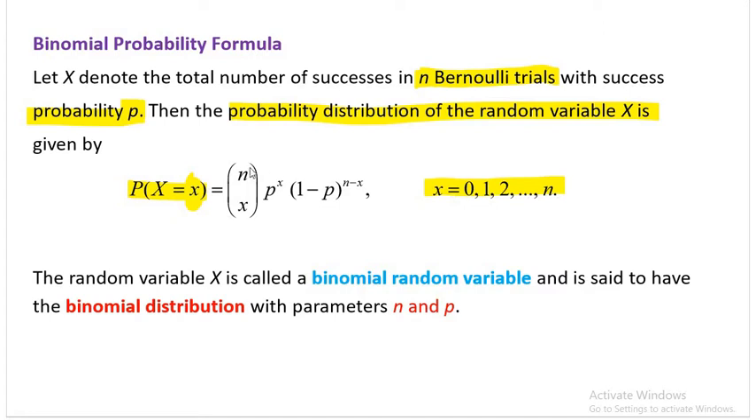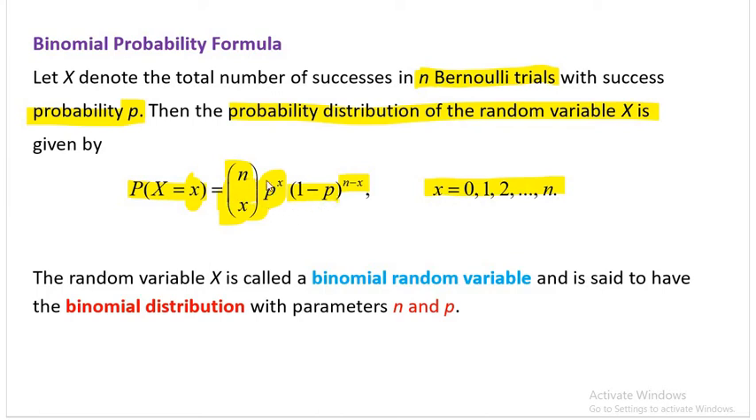So this is the formula. nCx, this is the combination nCx, right? Times p to the power x, because we have x successes. So p is multiplied x times: p into p into p up to x times. And the remaining n minus x are the failures. So failure is 1 minus p. If p is success, then 1 minus p is failure.